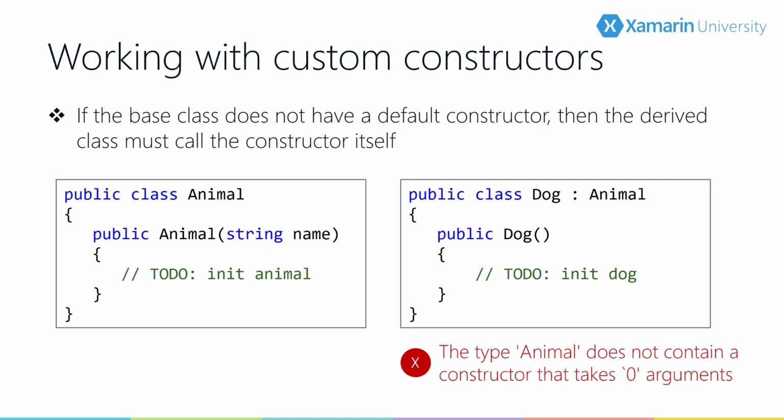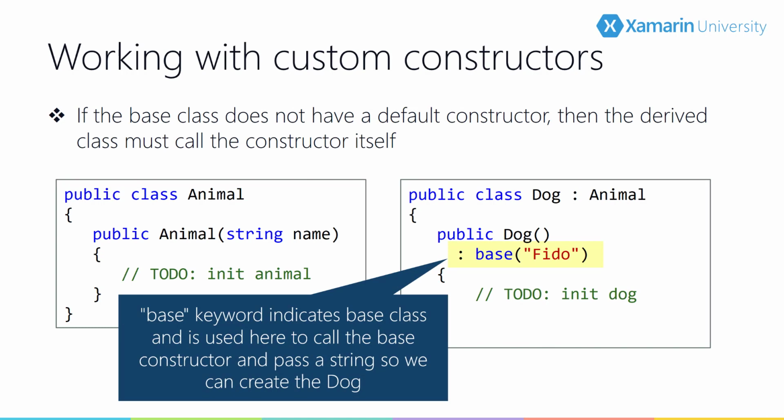So we actually have to manually call the base class constructor. And the way that we do that is we have to use this syntax. After our constructor, we say :base, and then in parentheses, we'll call the base class constructor. So in this case, we're passing in the name of the animal through this call.